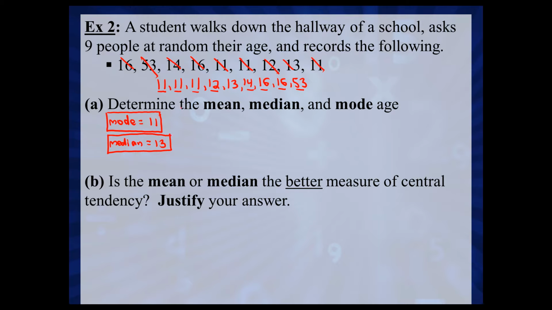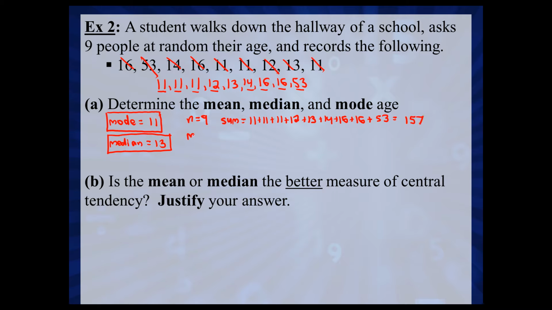The mean, we've got to do a little bit of work to calculate this. So first things first, we have n equals 9. So that's the number of values in the data set. And let's figure out the sum. So the sum would be 11 plus 11 plus 11 plus 12 plus 13 plus 14 plus 16 plus 16 plus 53. Again, it's not totally necessary to put it in ascending order to get the sum, because it doesn't matter what order you add in. Okay, when I do this, I get a sum of 157.